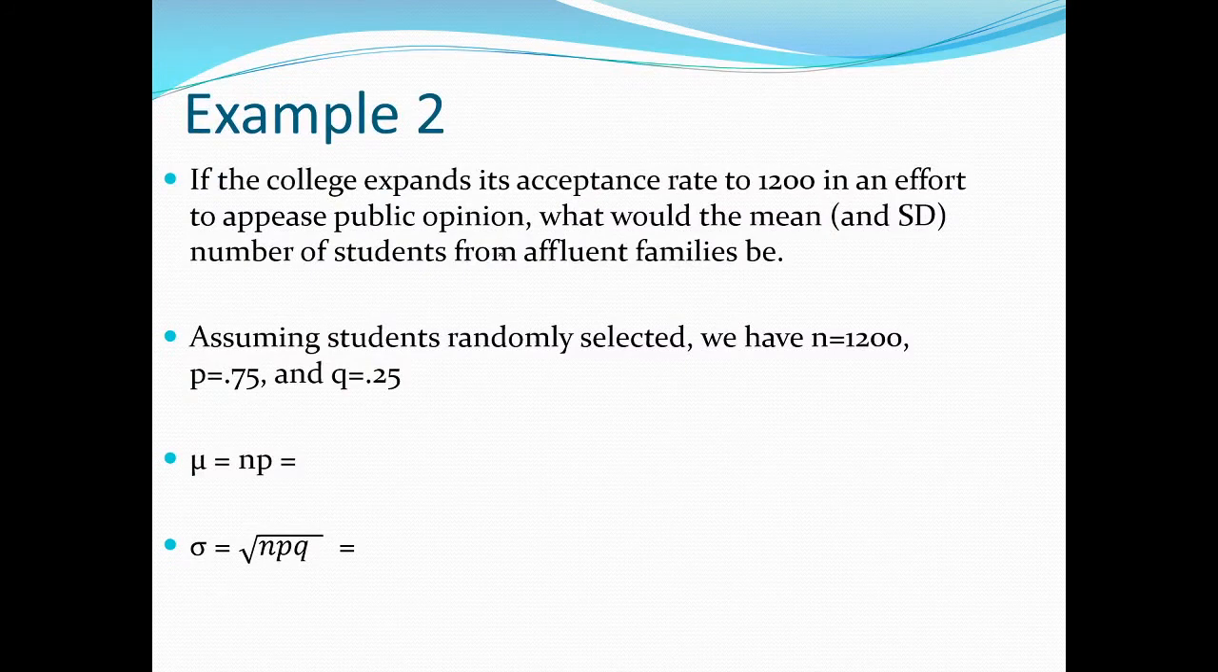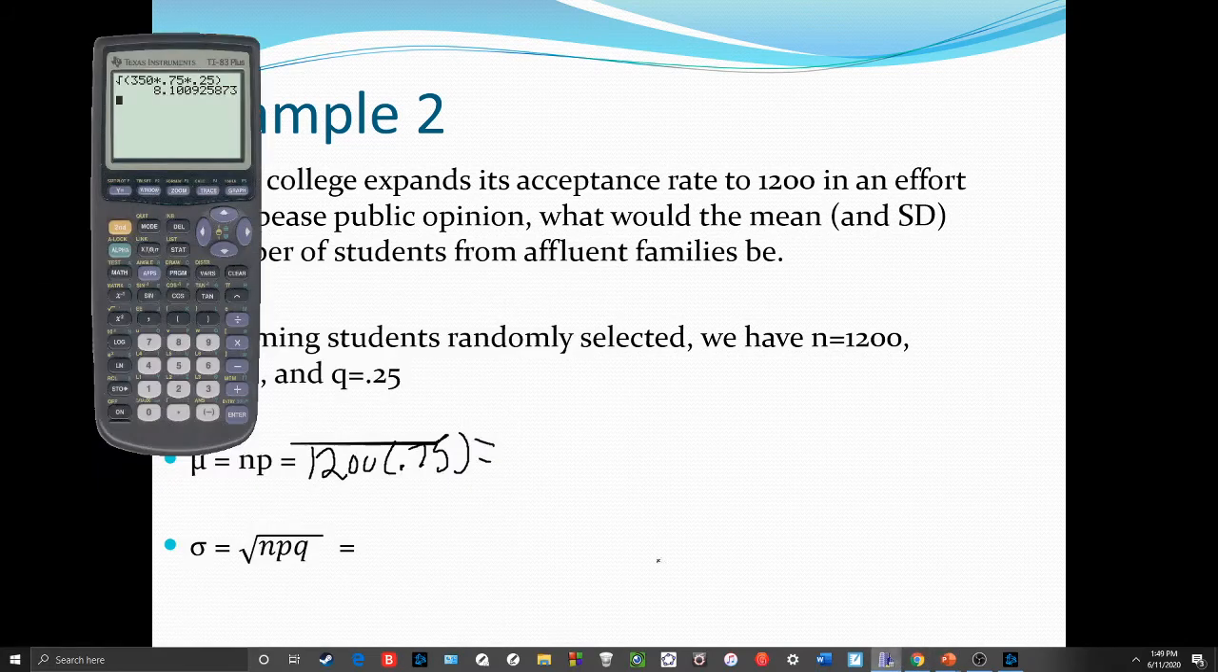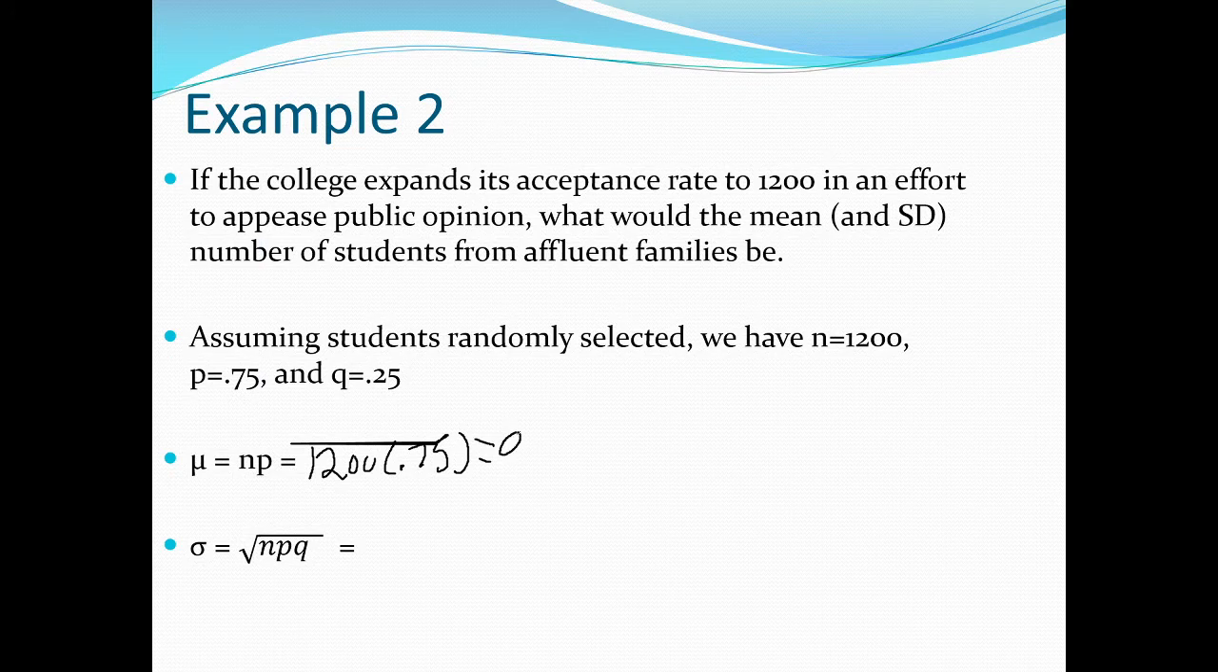So let's try this again if we accept 1,200 people. Let's say they had a good acceptance rate there, and 1,200 people rather than 350. Well, all that happens is that the n changes. So it'd be 1,200 times 0.75 if it's still a makeup of 75% from affluent families. We just trade out the 350 for 1,200. 1,200 times 0.75, we get 900. So we'd expect 900 students to be from affluent families out of that 1,200.